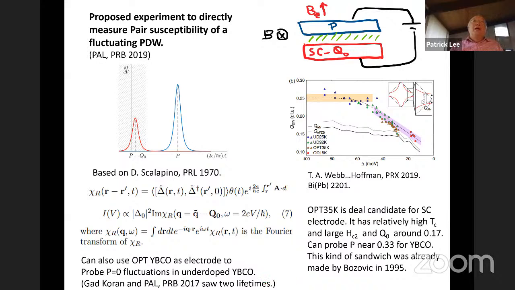The problem with that experiment is that there's a limit to how far you can go in temperature. And we didn't apply a high enough magnetic field. So I think that's right.